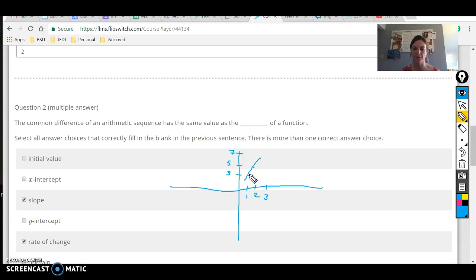And our slope, remember, is rise over run. So our run is always 1, and our rise is always 2. So rise of 2, run of 1, so our slope is 2, which is the same as the common difference. So that's a cool feature of arithmetic sequences.